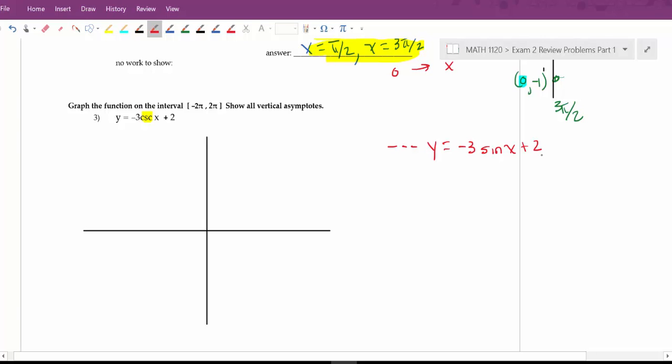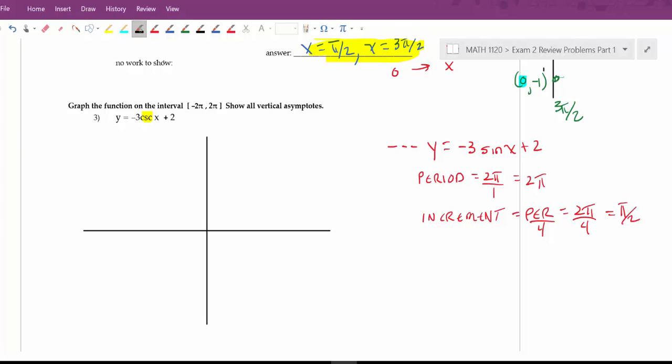Okay, now I'm going to show you how to do this basically in a couple of steps. You can even do this in one step if you want to. First of all, you have to identify several things. The period is 2 pi over the number in front of x, so that's just 2 pi. The increment, we always find by dividing the period by 4, so that's 2 pi over 4, which is pi over 2.